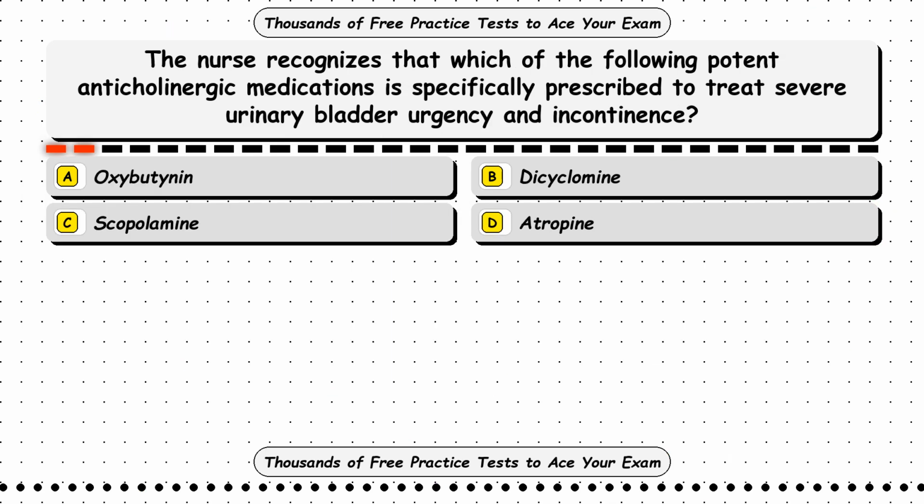Question 102. The nurse recognizes that which of the following potent anticholinergic medications is specifically prescribed to treat severe urinary bladder urgency and incontinence? Option A, oxybutynin. Option B, dicyclomine. Option C, scopolamine. Option D, atropine.